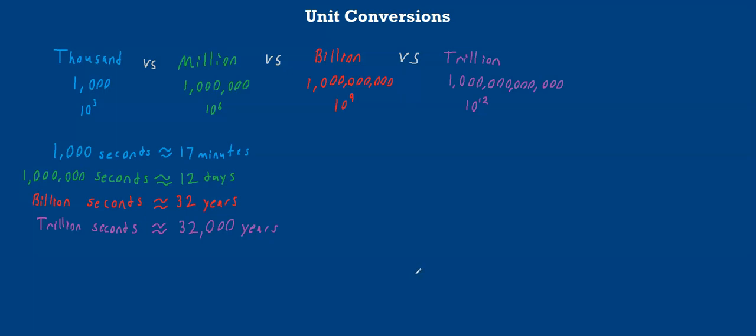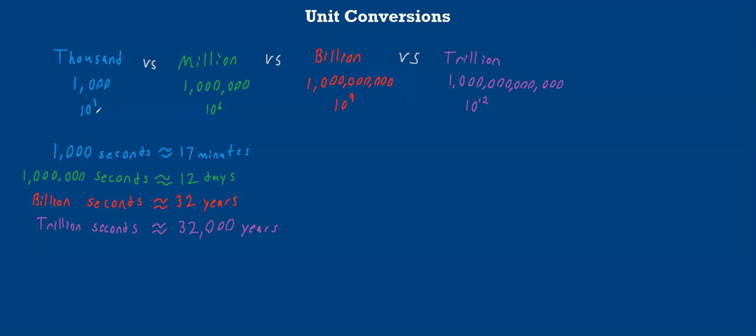And you know the animal, the dog? Dogs were domesticated from wolves into dogs about 30,000 years ago. So, in other words, dogs became dogs from wolves about a trillion seconds ago. That's how big a trillion is, and that's the difference between these various numbers.